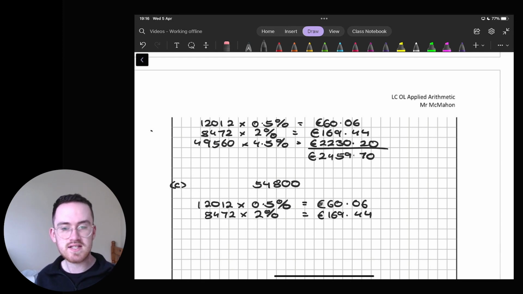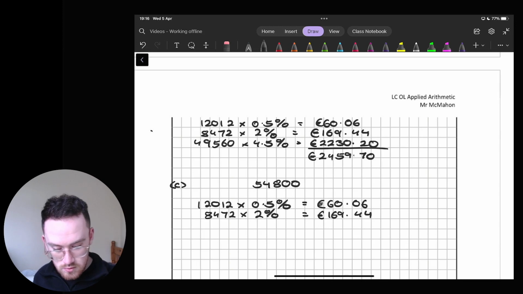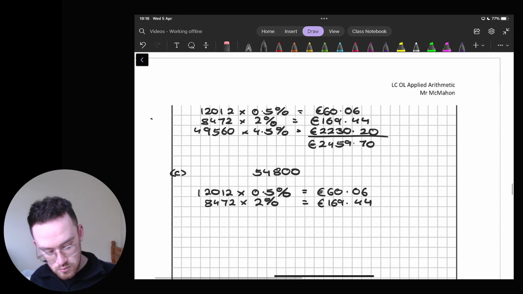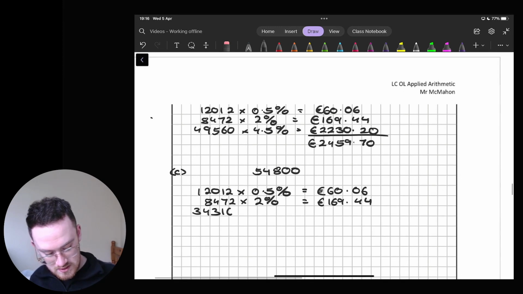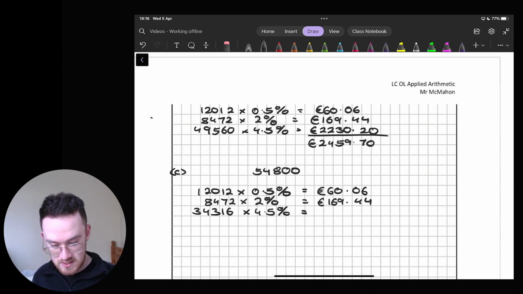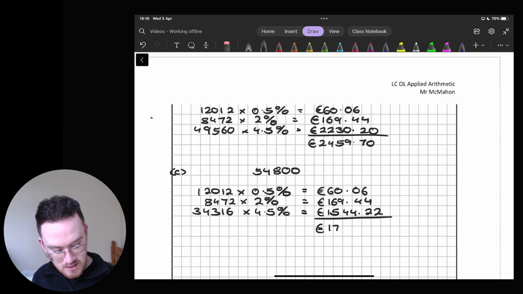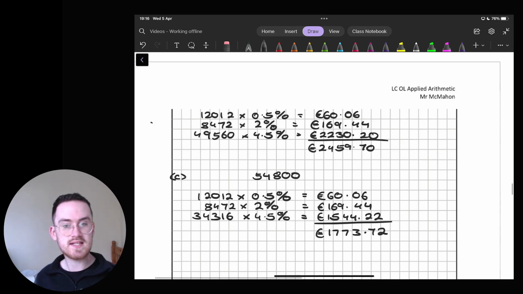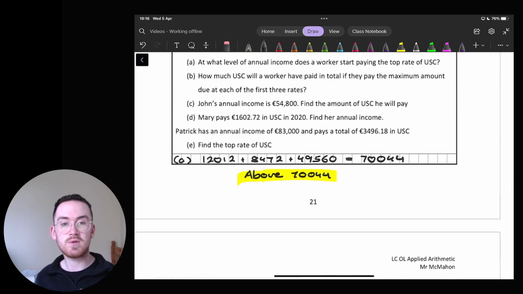Okay, what's left in his income? Okay, the 54,800. So we've already used 12,012, and we've already used the 8,472. So what's left over would be 34,316, and that's not enough to fill out that whole bracket, but it's going to be at 4.5%. So we get 1,544.22. So adding those together, we get €1,773.72. So that's the total amount of USC that he will pay on his income.